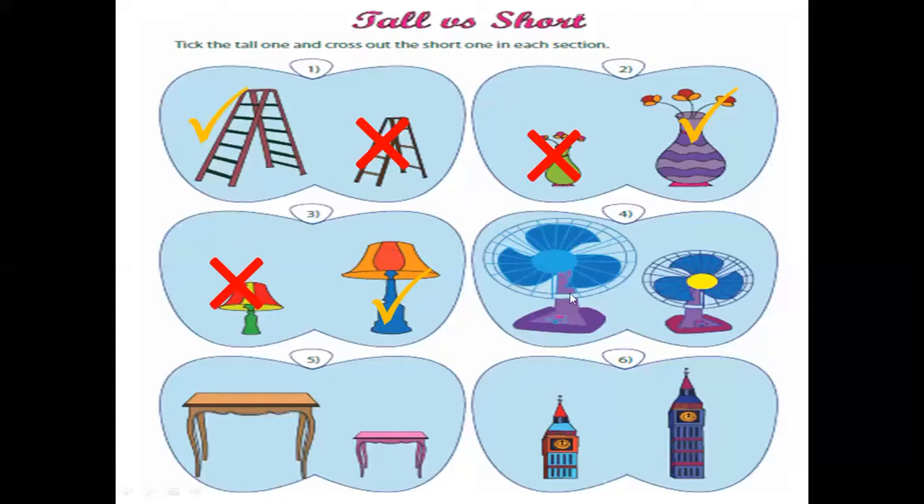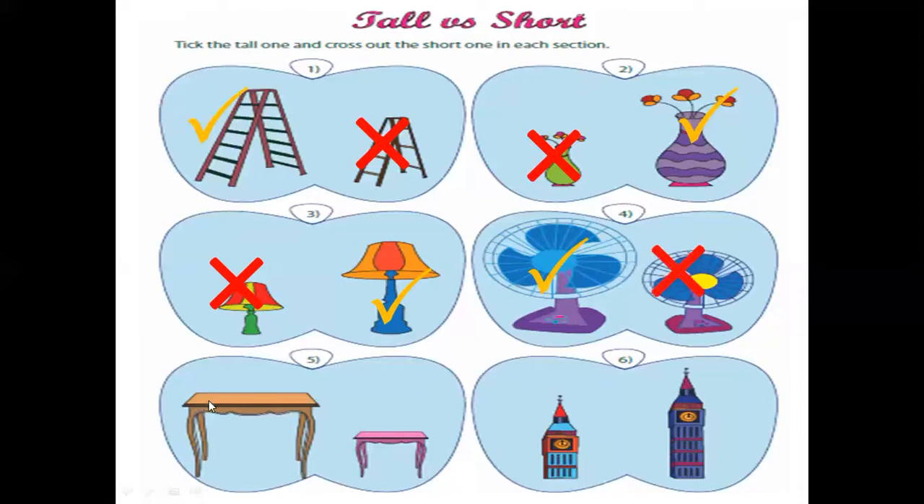Now look here. Again, there is a picture of 2 fans. But their height is unequal. When the height of the objects is unequal, we can say tall and short. Now look here, compare the height of the first one with the second one. The first one is taller than the second one. So we can say that the first fan is taller than the second one. So we will take the first one and cross the second one.